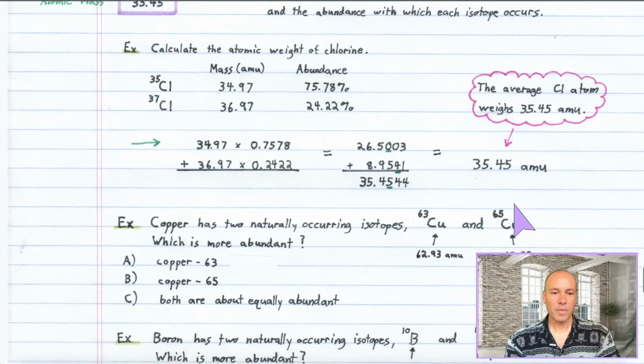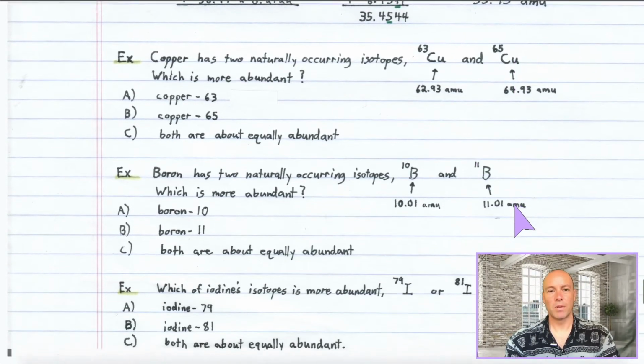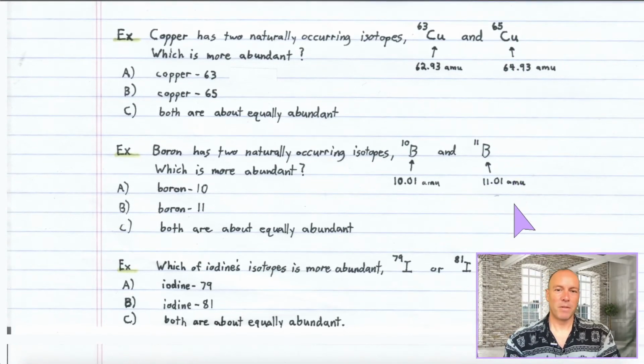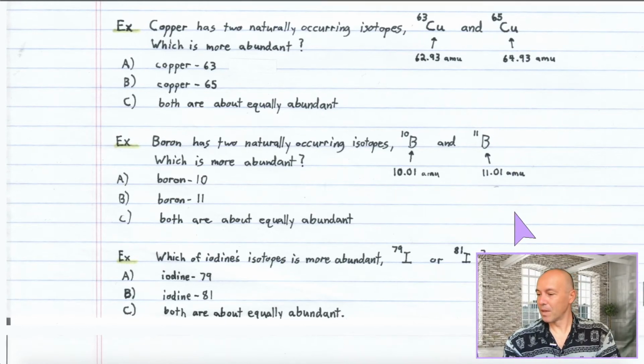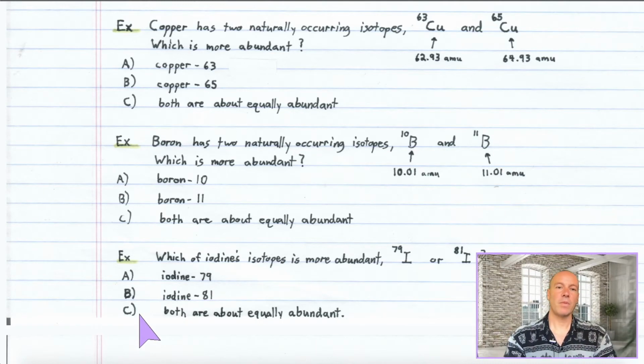So let's take a look at a few more examples, and then we'll do something a little different before the end of the lecture. Here are some multiple choice problems, such as you might find on a quiz or an exam. The first one: copper has 2 naturally occurring isotopes, copper 63 and copper 65. Which is more abundant? This is a nice little tricky problem if you haven't seen one like that before.